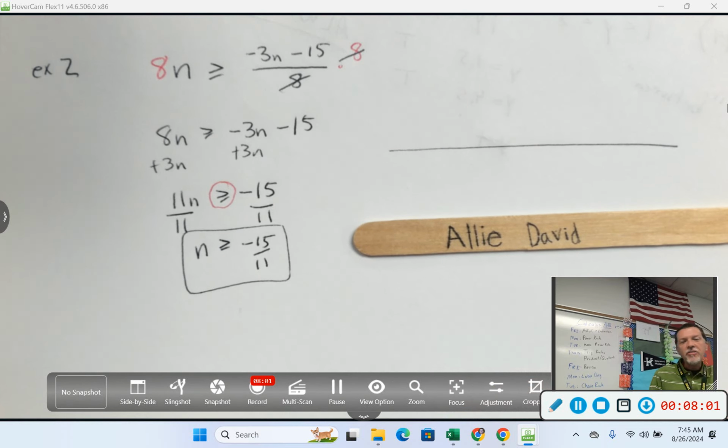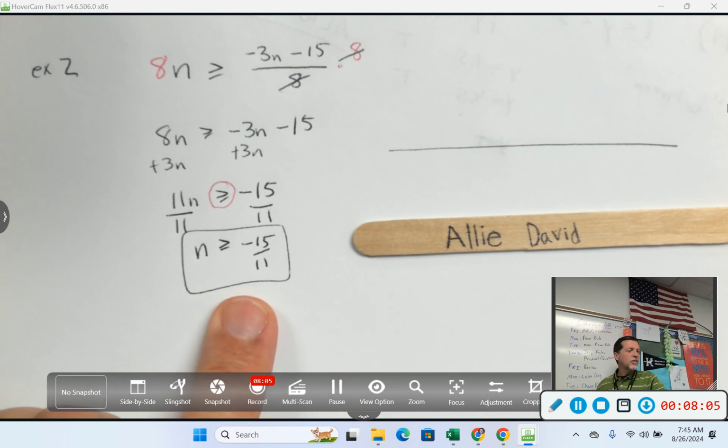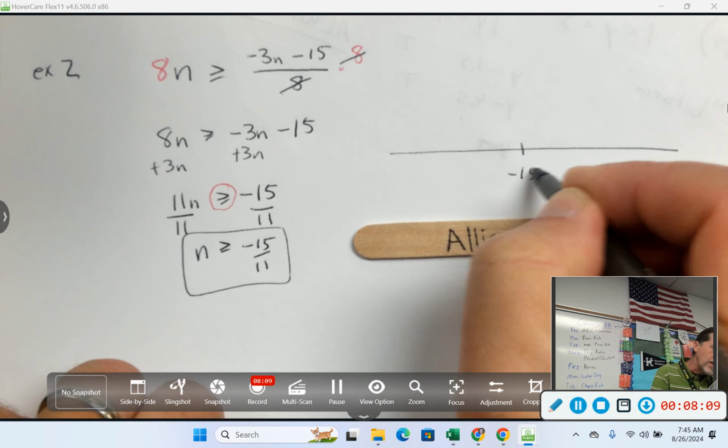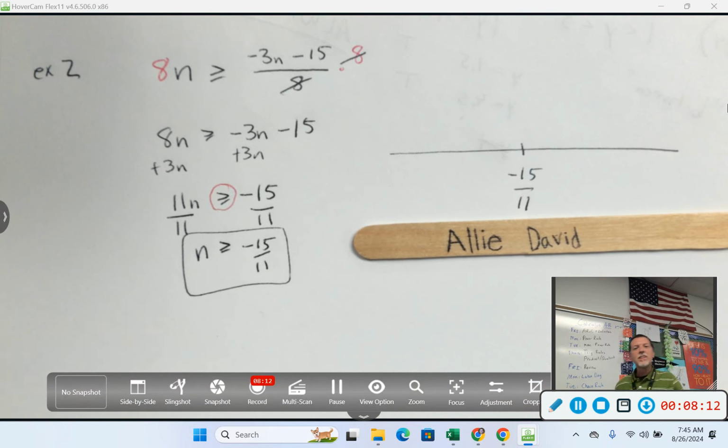All right, to graph it, this is where it's nice to not have to draw the whole number line, because you don't really even have to know where -15/11 is. You can just say, it's right there. There's -15/11.